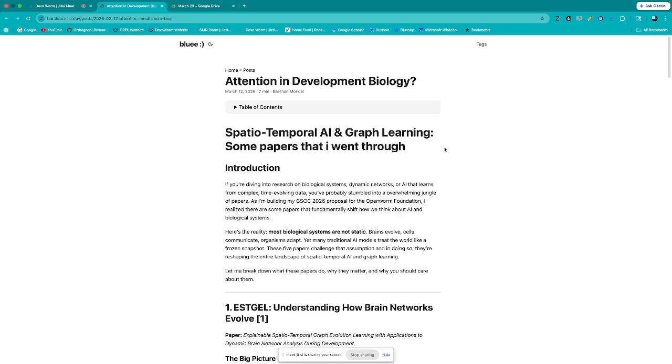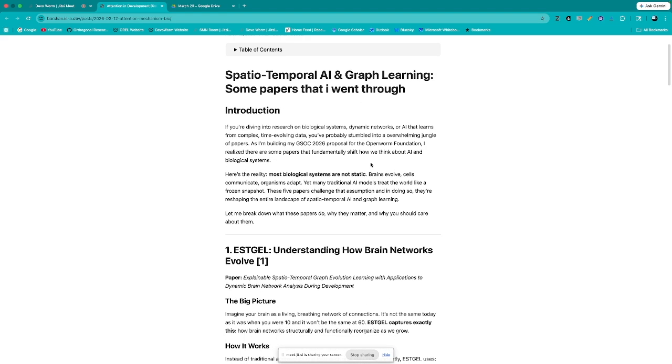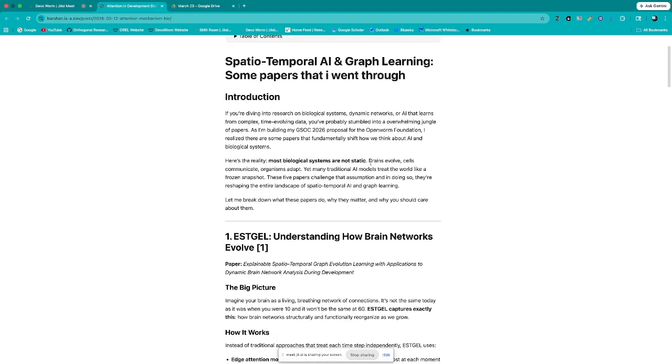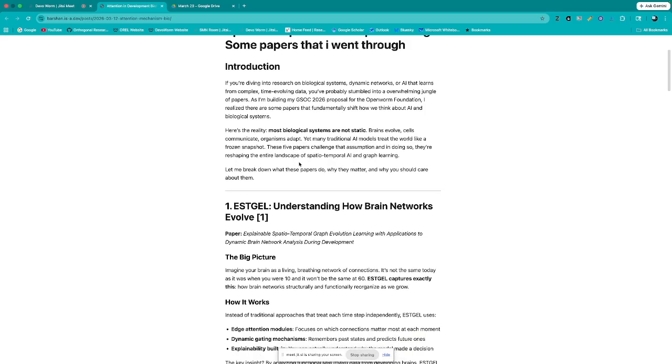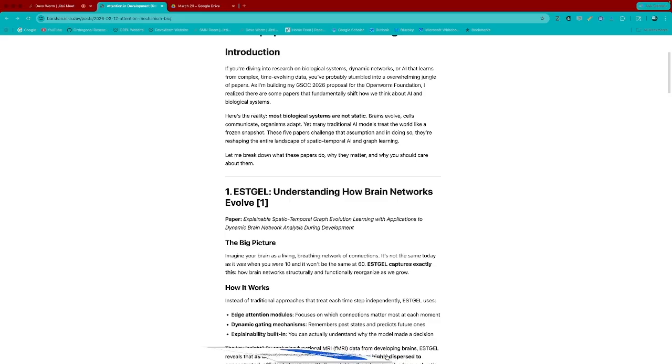Attention in developmental biology? Spatio-temporal AI and graph learning. Some papers I went through. Here's the reality: most biological systems are not static. Brains evolve, cells communicate, organisms adapt. Yet many traditional AI models treat the world like a frozen snapshot. These 5 papers challenge that assumption, and in doing so, they're reshaping the entire landscape of spatio-temporal AI and graph learning. Okay, so you're going to break down 5 papers. This is good. I like this.